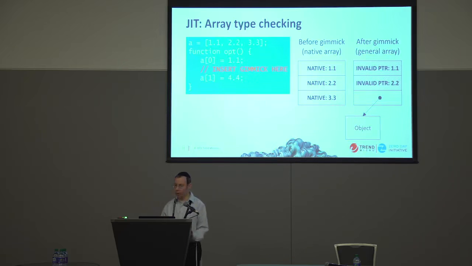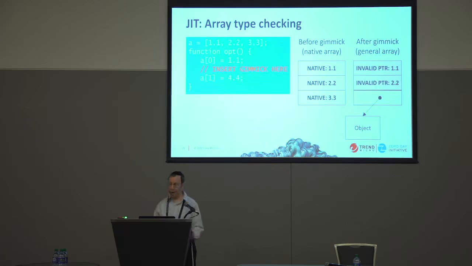Recall that in a general array, if there are some numeric values, they are stored in a special encoded form that distinguishes them from pointers. And what you see there on the right-hand side of this slide is what the array looks like in memory after the in-place conversion takes place.